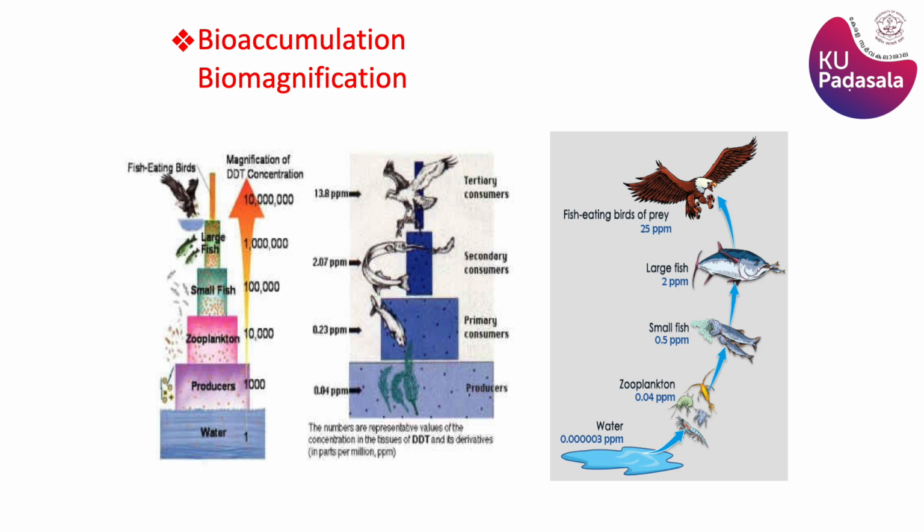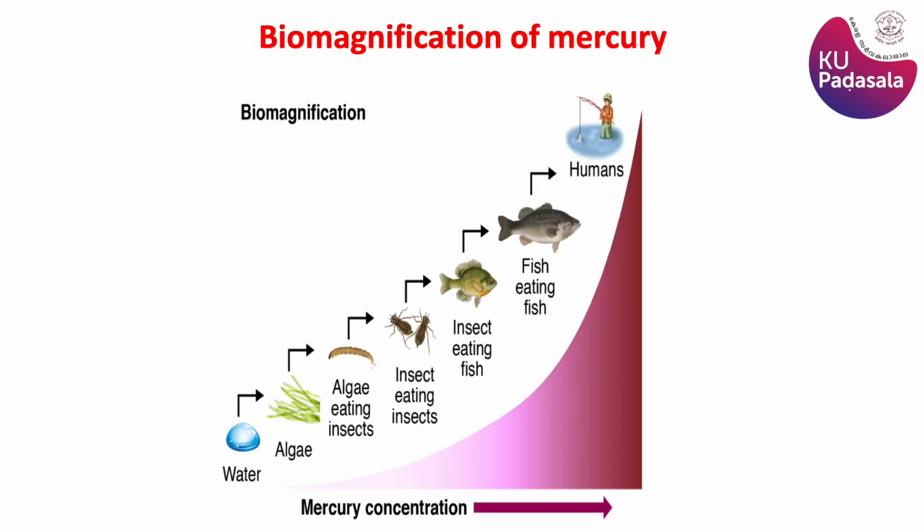This simple graph itself shows that as it moves from water to the next level, that is phytoplankton, there is a 10,000-fold increase, and when it reaches the final scavengers, and now of course the vulture population has declined by 99%, and now human beings are said to be the scavengers, and it becomes manifold.